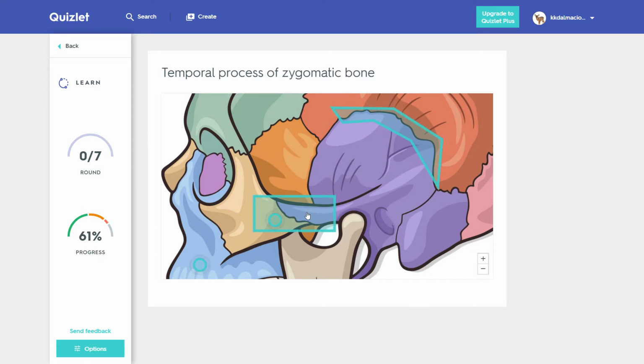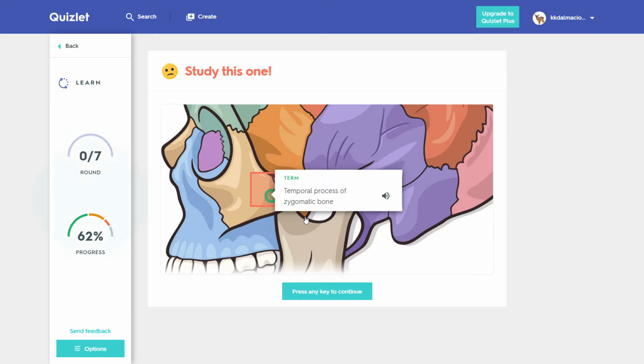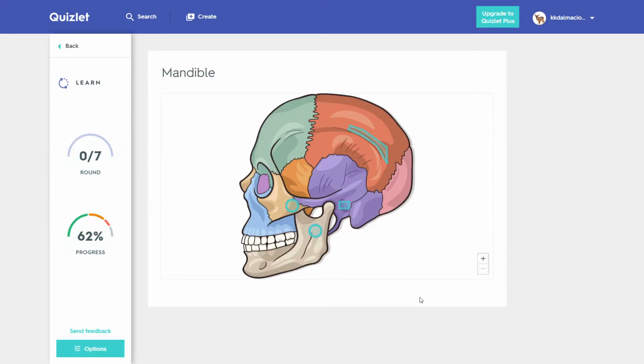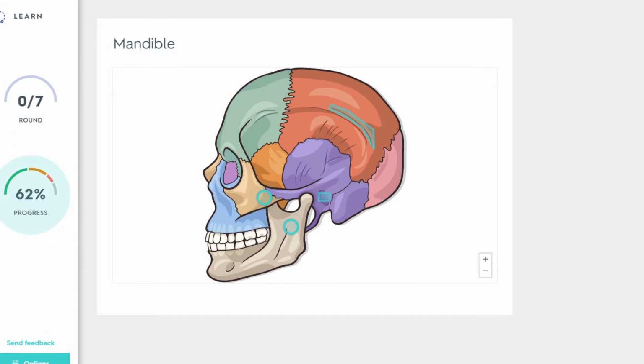Wait, we've done this so many times. That area. What did I just click then? Oh, that's a zygomatic arch. Oh, there's a temporal process. Okay. Zygomatic arch. Oh, there's a difference. That's a big difference. Okay. A bit closer attention to this.